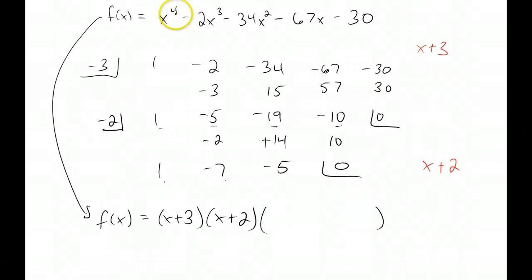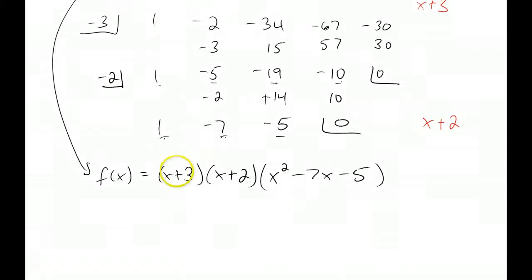Well, we started with a fourth degree. We took one factor out of it, and we took another factor out of it. So that leaves us with a quadratic, a second degree polynomial. And the coefficients, of course, are these three right here. That's x squared minus 7x minus 5. Now, we said before that this term gives you -3 as a 0. This term here gives you -2 as a 0. I'll write that down.